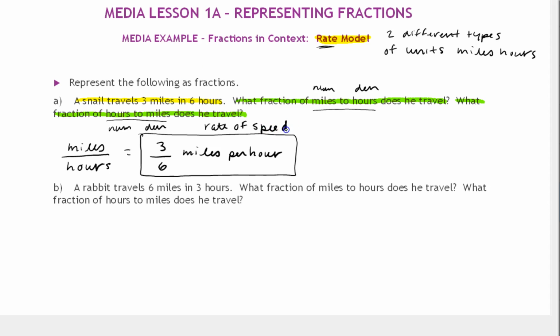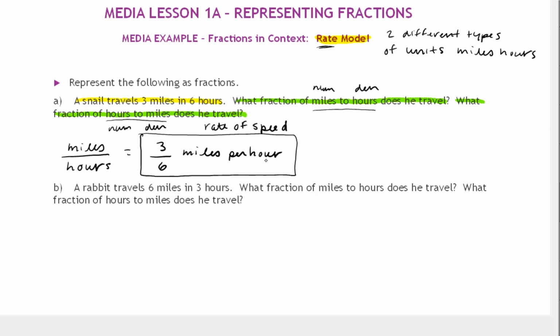So notice rates can really transform what we're talking about. We're comparing the miles to the amount of time, and this tells you how fast the snail is going. So we have 3/6 miles per hour. Okay, and we're not going to simplify fractions yet. Again, you may remember this from another class. We'll do this in the next lesson. But you may know that 3/6 is the same as 1/2. If you don't, that's okay. We'll discuss it later. But so this snail is going 1/2 of a mile in 1 hour.